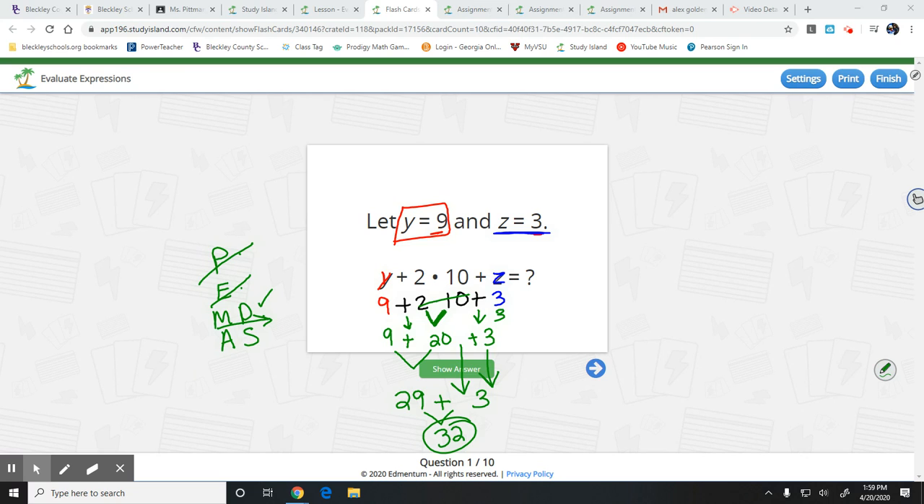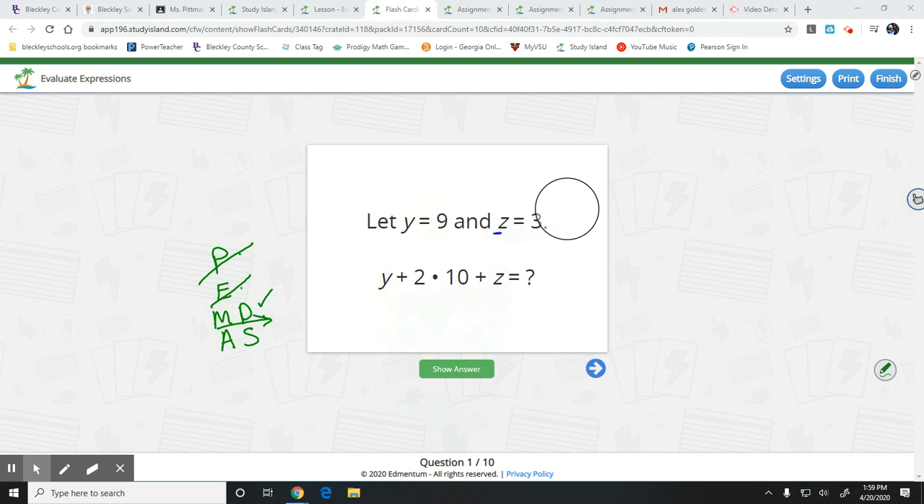All right, so I'm going to erase this real quick. Remember, we got the answer 32. We're going to see if we got it correct. Yes, we got it correct. Okay, let's try another one.